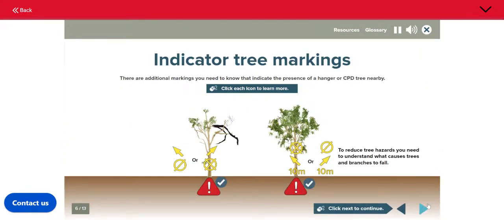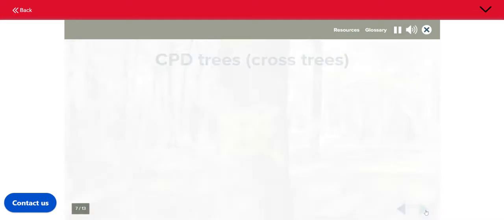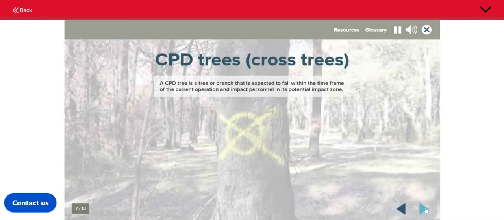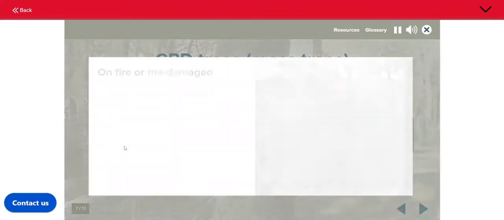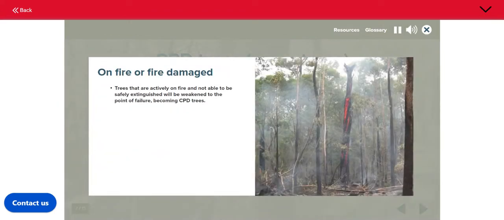To reduce tree hazards, you need to understand what causes trees and branches to fall. A CPD tree is a tree or branch that is expected to fall within the time frame of the current operation and impact personnel in its potential impact zone. Trees that are actively on fire and not able to be safely extinguished will be weakened to the point of failure, becoming CPD trees. Trees with severe structural damage due to recent fire can be very unstable and become CPD trees.